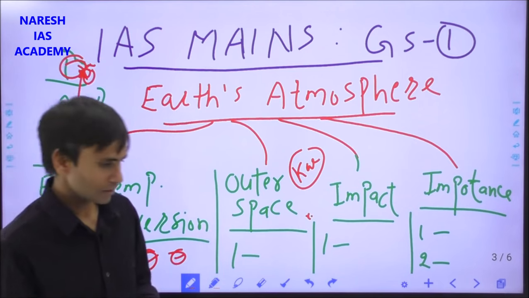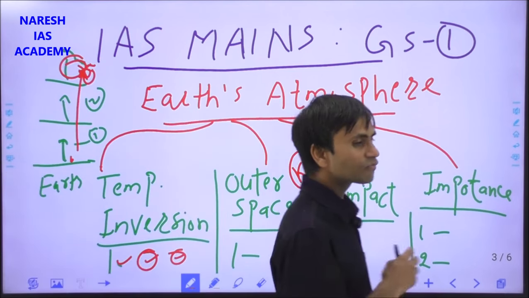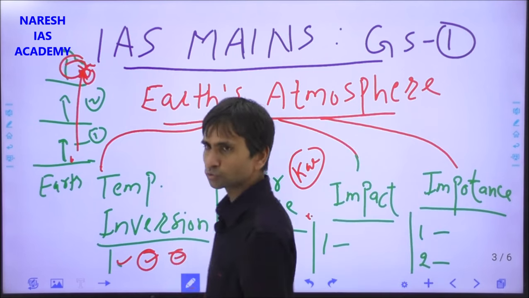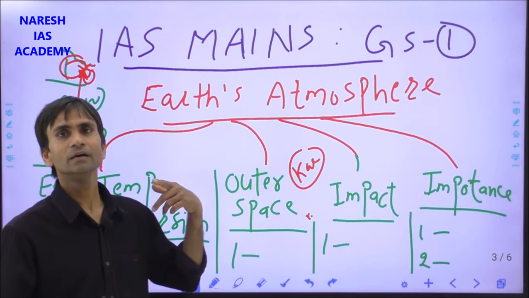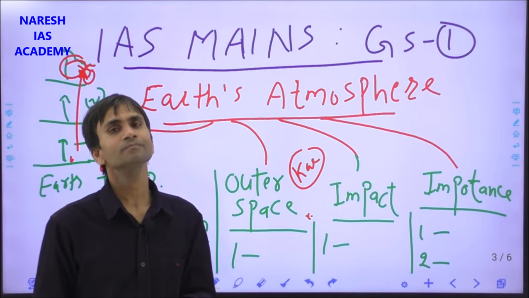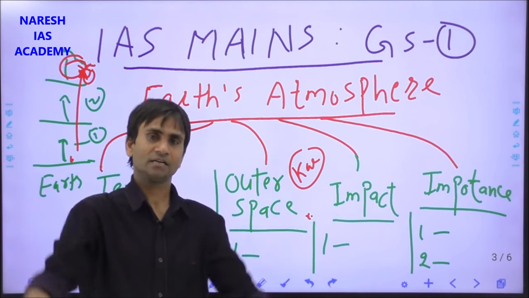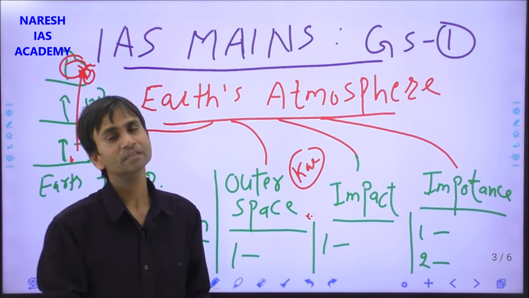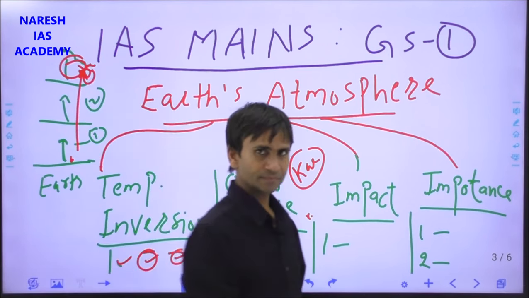One is the emission of greenhouse gases, and it has resulted in global warming. So definitely we have increased the average temperature of Earth's atmosphere, and further it is affecting different dimensions of human life. Second, climate change.